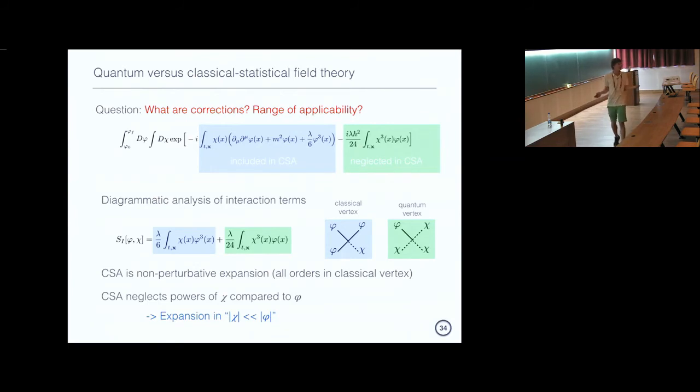Now, of course, at this present stage, this is not a very meaningful statement, because these are both fields that are being integrated over, and so I cannot really say one is much smaller than the other. To make that statement meaningful, one has to consider expectation values of these different fields. And yes?